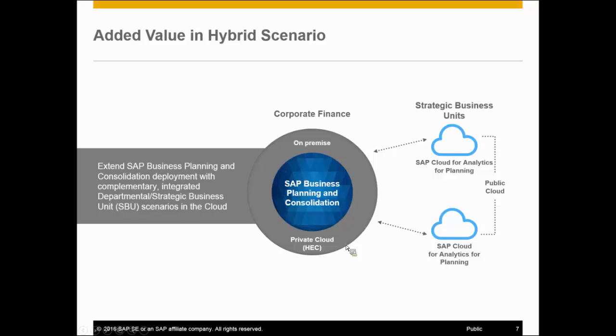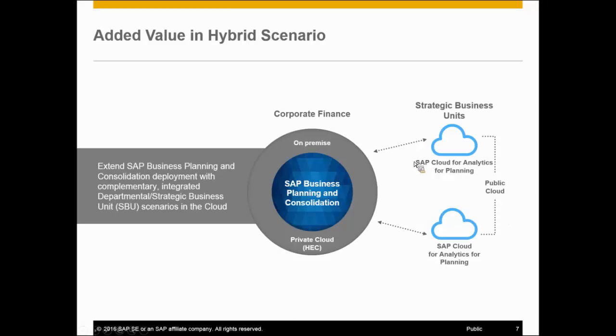You can use BPC as your corporate planning application. Okay. And you can use SAP Cloud for Analytics for Planning for extending that planning, maybe for strategic business units, maybe for line of business planning, maybe for departmental planning. Now, remember, SAP Cloud for Analytics for Planning is available only on public cloud. Okay. So whatever extension you will be doing, you will be doing on public cloud.